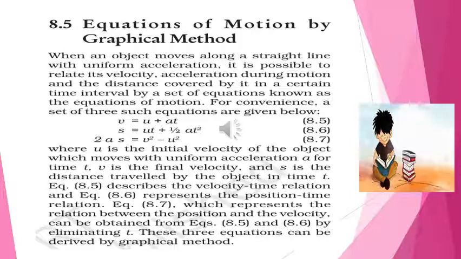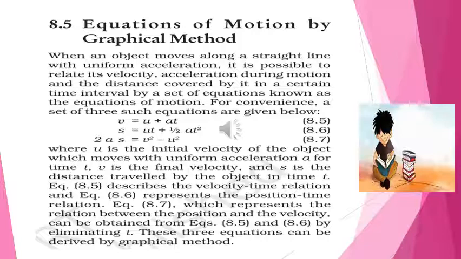See the second equation of motion, that is S equals to ut plus half at square. Now S is the distance traveled by the object in time t. And the third equation is 2as is equal to v square minus u square. So these are the three equations of motion, where u is the initial velocity of the object which moves with the uniform acceleration a for time t.